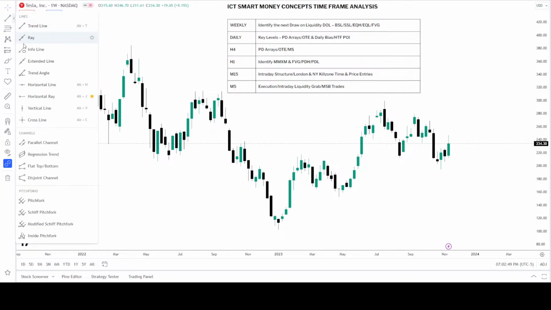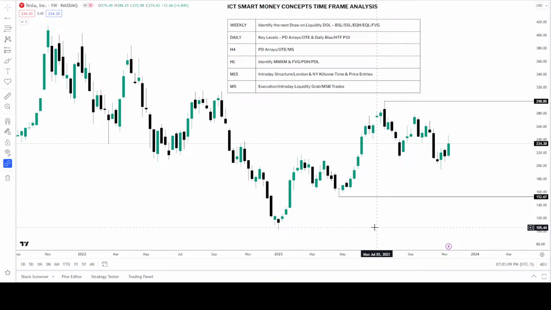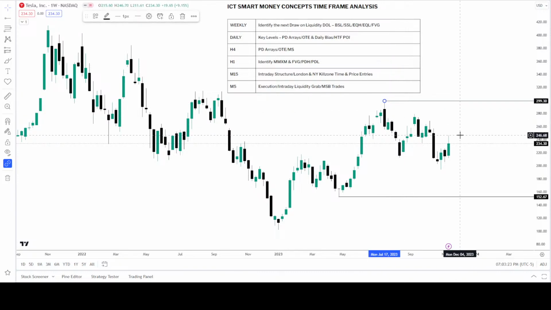So we're going to look at our draws on liquidity, our next draws on liquidity. What we're going to look for is that high right there. There's internal liquidity in these highs right here, but when we're looking at the weekly time frame, we're looking at longer term swing highs and swing lows. So what I have here is this swing low down at 152.67, and I have this swing high up around $300, 298.85, give or take. I know that's not perfectly on the wick. There we go, 299.30. And then we've got buy side right here.